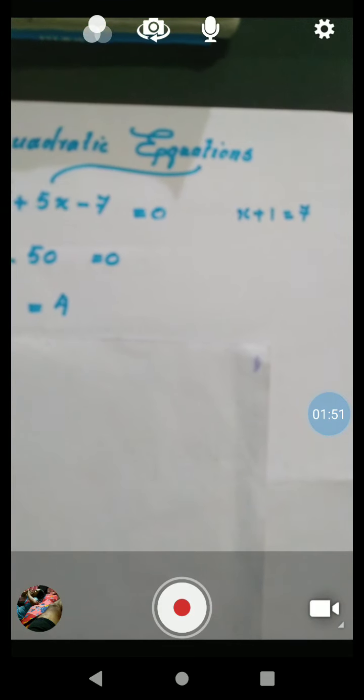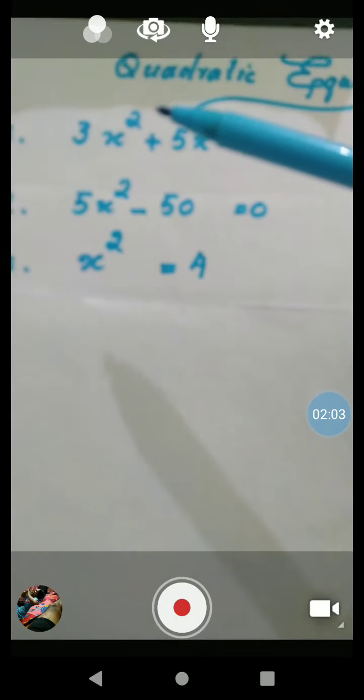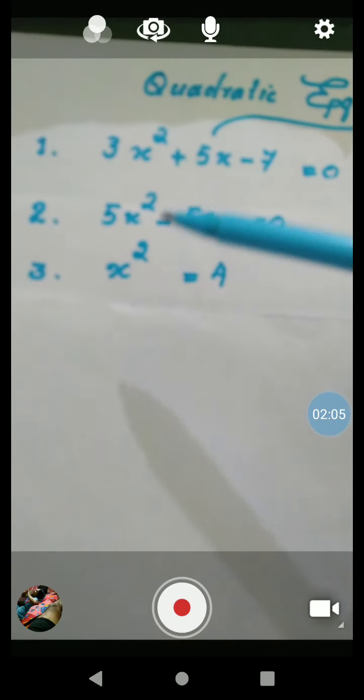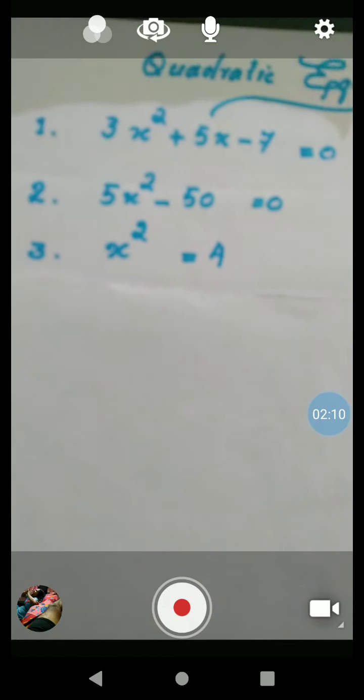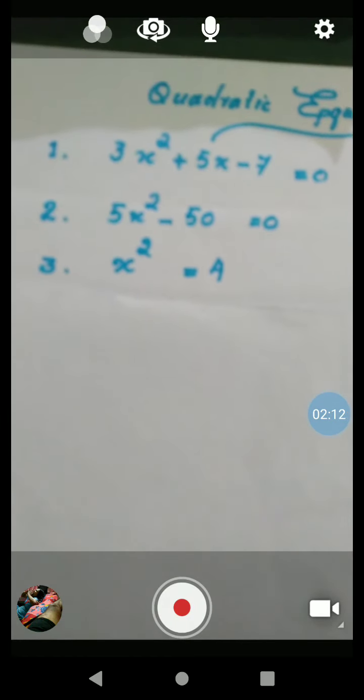x plus y equal to 7. Another linear equation in two variables. Anyway, the power of that equation is 1. But here you can see the power of the equation is 2. Okay. Now, we know the standard form of a quadratic equation.